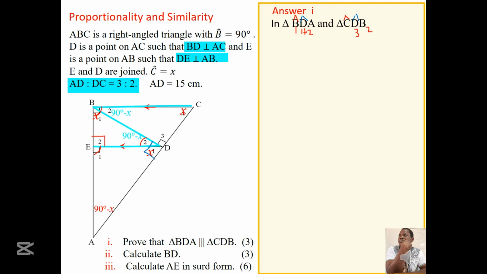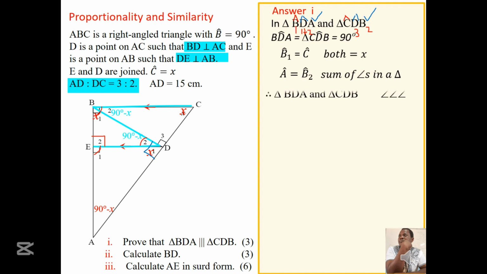Then we look at the last one, angle A versus angle B2. Those ones will automatically become equal. Once you get two pairs of angles that are equal, the third one will become equal because of angles in a triangle, they add up to 180. So this is my answer put together. B1 is equal to C, they are both equal to X. A is equal to B2, sum of angles in a triangle. Now we have put up the information and we have concluded that triangle BDE and triangle CDB are similar to each other. That's my answer for number 1.